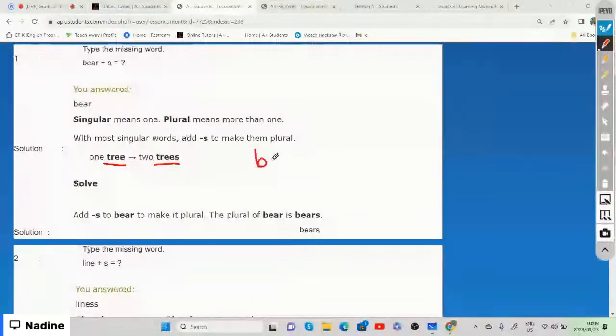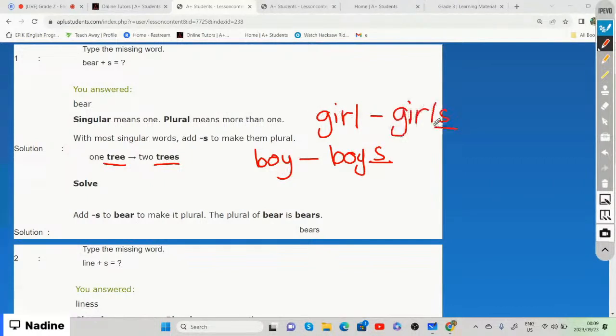One boy, which is singular. If we want to show that there's more than one boy, then we can say boys and we added the S. Same with girls. One girl to show that it's singular. But as soon as we want to make mention of more than one girl to show that it is also plural, then it is girls. And as you can see, we just added an S to basically make them plural.